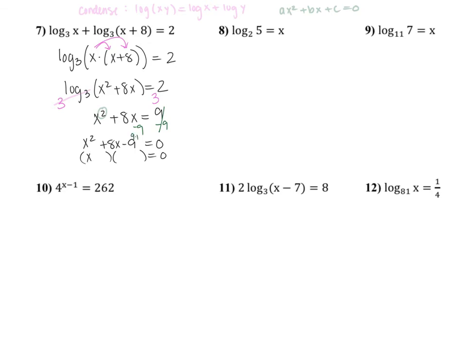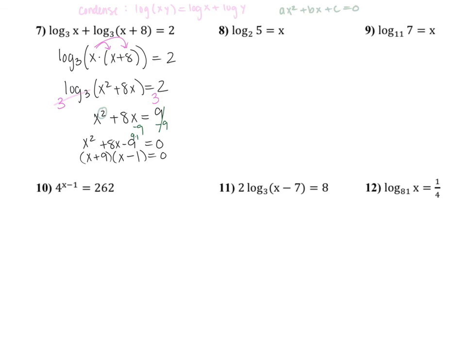Let's see. If I put my x's down, this is a 9, this is a, oops, sorry, I meant to write a 1. I'll make the 9 a positive and the 1 a negative because 9 times negative 1 gives me negative 9, but 9 plus negative 1 gives me a positive 8. And so this works.